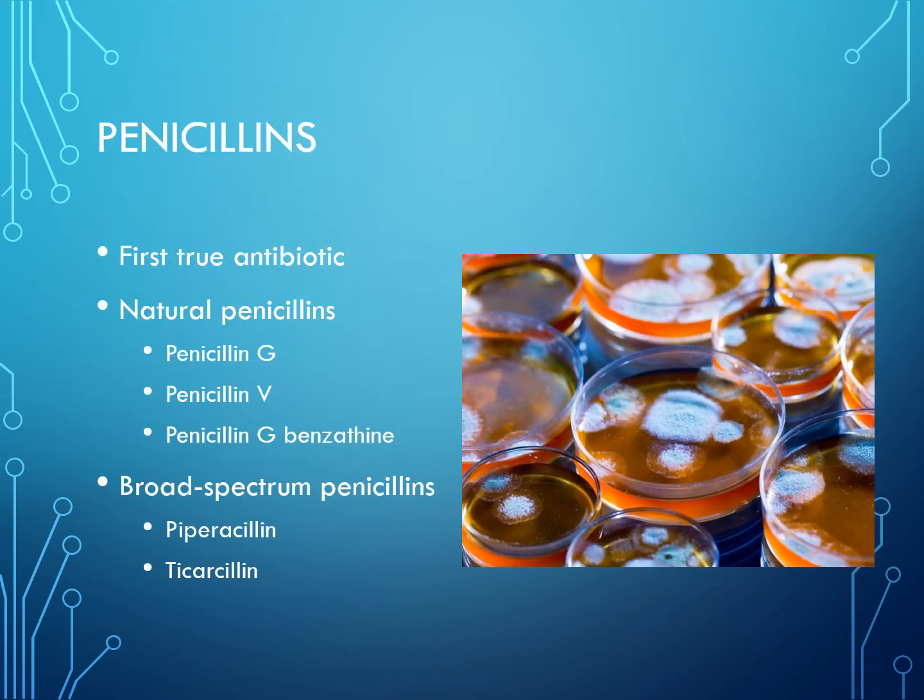So in that first beta-lactam category, we said one of the groups is penicillins. This was the first true antibiotic. Natural penicillins are going to have a pretty narrow spectrum. Primarily, they're going to work against gram-positive bacteria, and you'll see penicillins G, V, and G benzathine are going to be in here. And then also there are broad-spectrum penicillins, piperacillin and ticarcillin. The good thing about penicillins is they're low cost and pretty low toxicity.